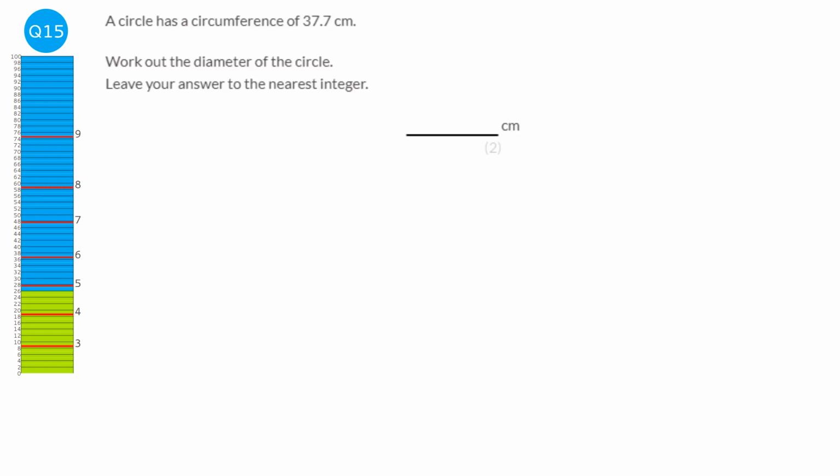The formula for the circumference of a circle is circumference equals pi times the diameter.